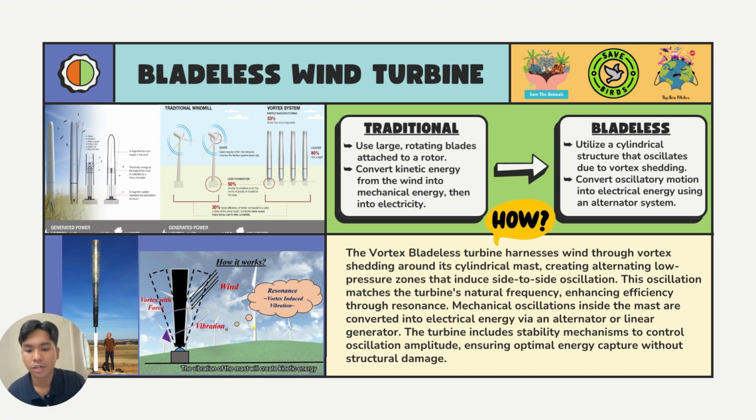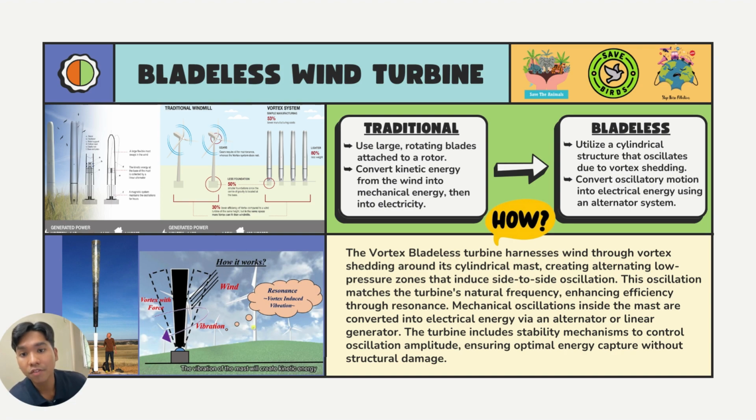But how? The vortex bladeless turbine harnesses wind through vortex shedding around its cylindrical mass, creating alternating low pressure zones that induce side-to-side oscillation. This oscillation matches the turbine's natural frequency, enhancing efficiency through resonance. Mechanical oscillation inside the mass is converted into electrical energy via an alternator or linear generator. The turbine includes stability mechanisms to control oscillation amplitude, ensuring optimal energy capture without structural damage.